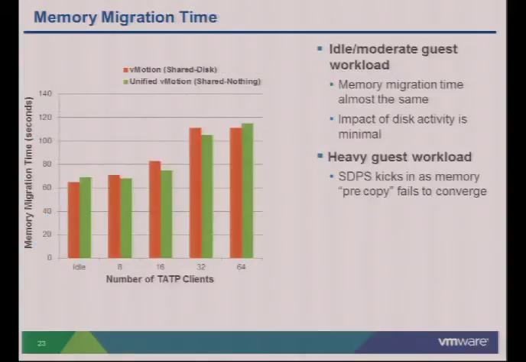Here, the result shows we almost have the same performance result for memory migration part between unified vMotion and traditional vMotion. Although the traditional vMotion is going to use the shared disk, our unified vMotion is going to transmit all the disk state as well. As we can see here, if we have heavy workload in the guest, then the precopy may not converge. For example, here when we run 64 TATP clients, the guest workload is busy enough and the pages get dirtied quick enough so that the precopy phase cannot converge. In that case, our new feature introduced in ESX 6.5 called SDPS is going to kick in, and which is going to disrupt the guest enough so that we can finish the migration.